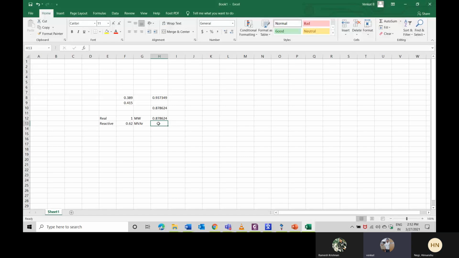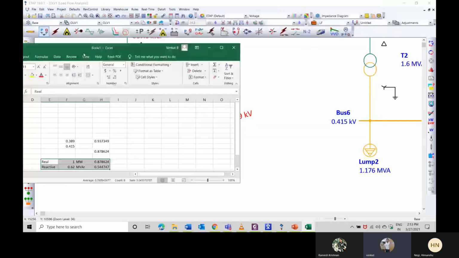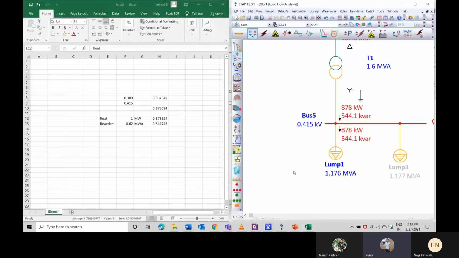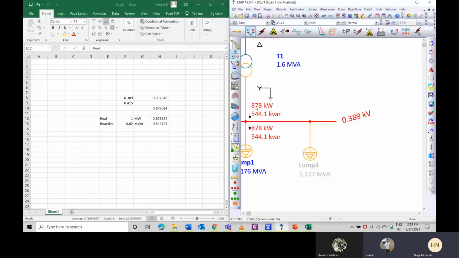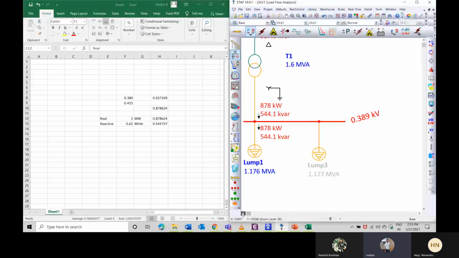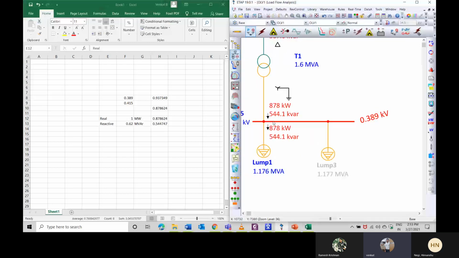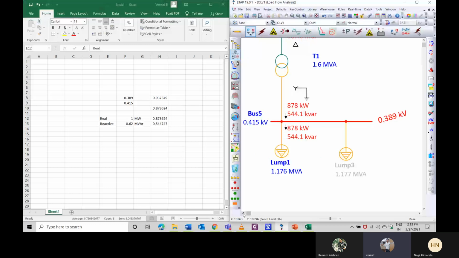I haven't multiplied it yet. So what we have to do here is multiply this value with this. This will be the reactive power value and this will be the real power value. This is the value which we should get in the result. Can you see here? This is the value which we have got. This is with respect to a constant impedance load.